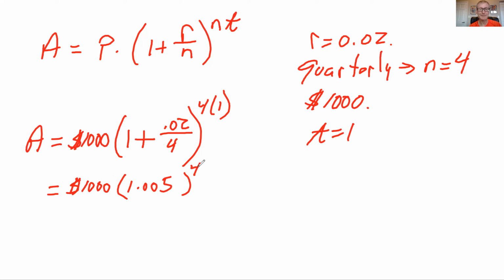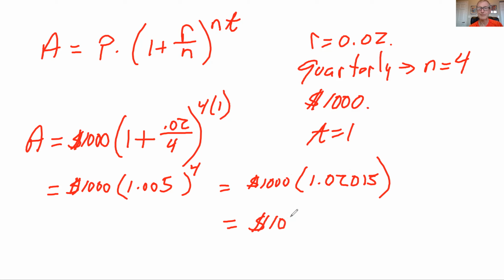And so now you have to take that to the 4th power. And then when you do that, it would be 1.02015. And then when you multiply that together with the 1,000, you would get $1,020.15. So the typical process is that you could type this in if you have a fancy calculator, or do what's inside the parentheses first, take it to the power, and then multiply right there at the end.